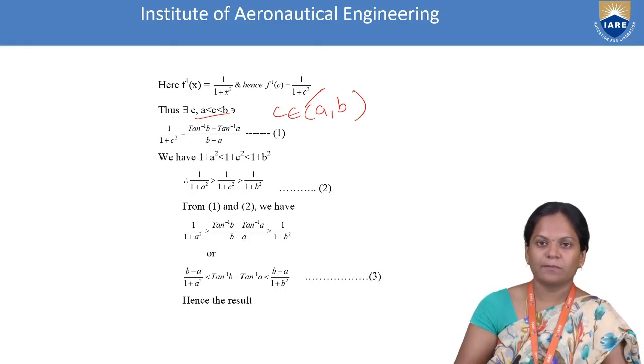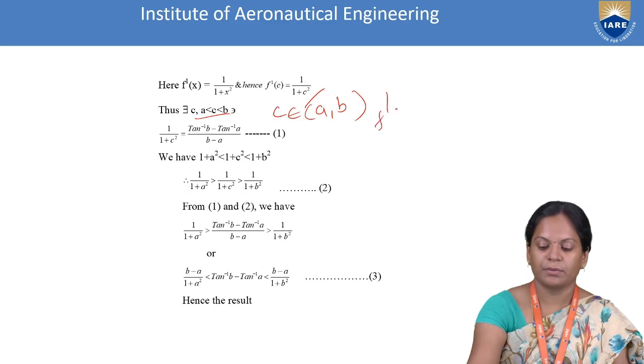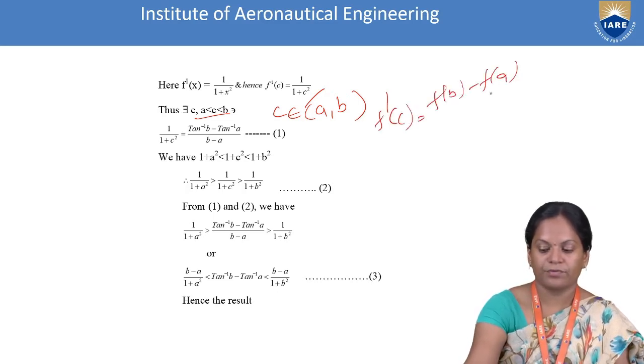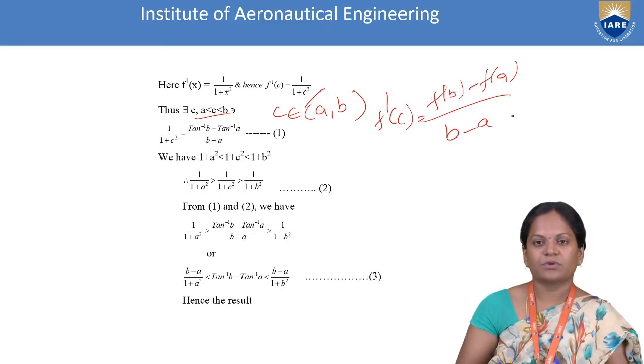c belongs to (a, b) means c lies between a and b. So then there exists a point c in (a, b) such that a < c < b. So what is the condition? We have f'(c) = (f(b) - f(a))/(b - a) is the condition. What is f'(c)? 1/(1 + c²).